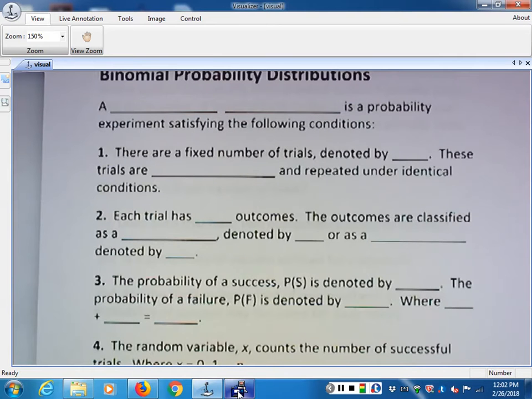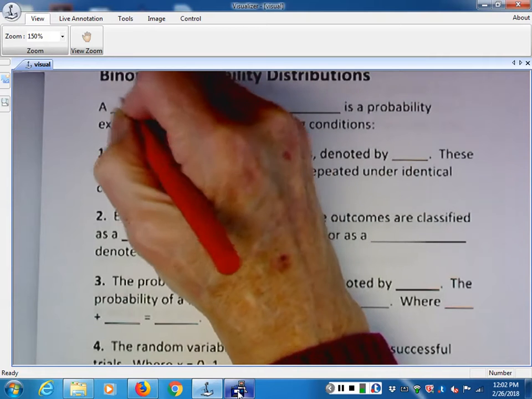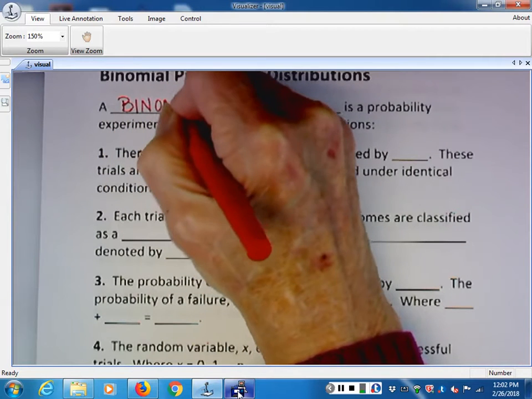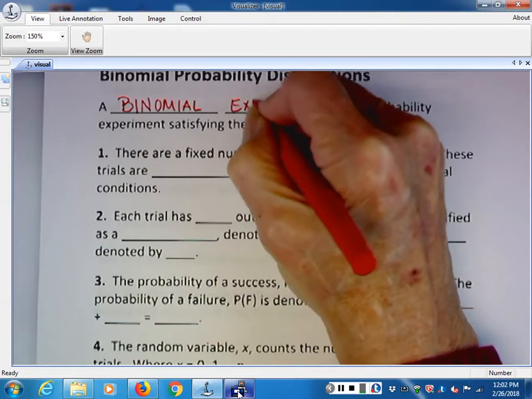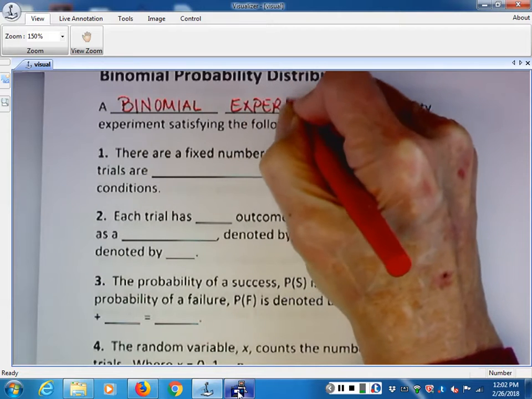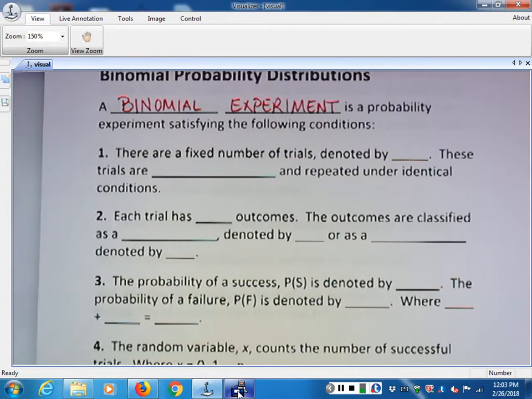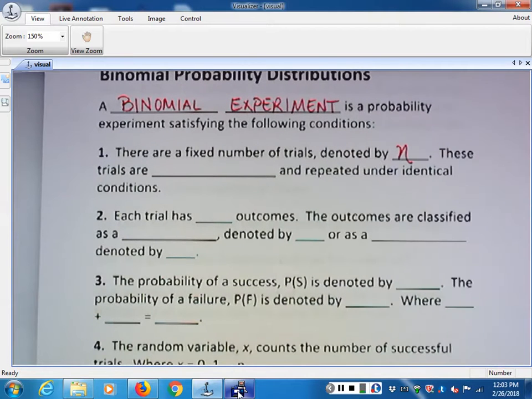So the first definition, a binomial experiment is a probability experiment that satisfies all these conditions. There's a fixed number of trials that we're going to call N.